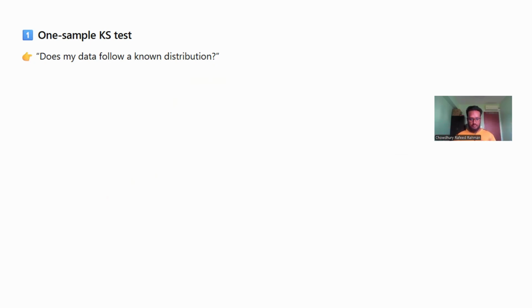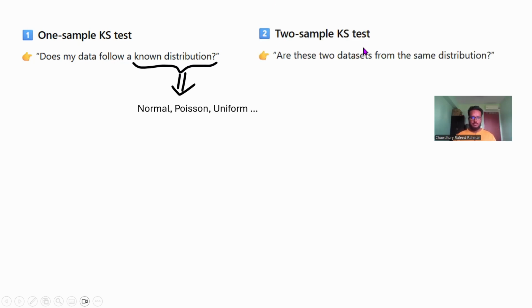Do my samples together follow a known distribution, and that known distribution can be anything? It can be normal, Poisson, uniform, or any distribution according to your liking. And what is a 2 sample case test? It is nothing but comparing 2 data sets.